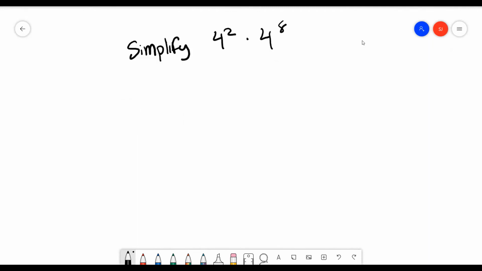Next problem. Simplify 4 to the power of 2 times 4 to the power of 8. Just like when we divide we subtract the exponents, when we multiply we add the exponents. 4 to the power of 2 times 4 to the power of 8 is the same thing as 4 to the power of 2 plus 8, which is 4 to the power of 10.